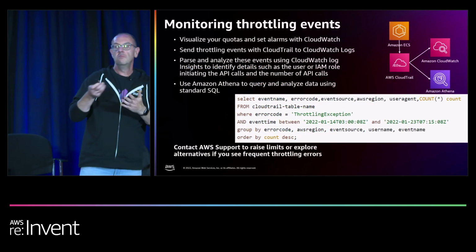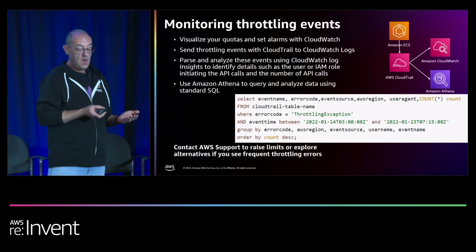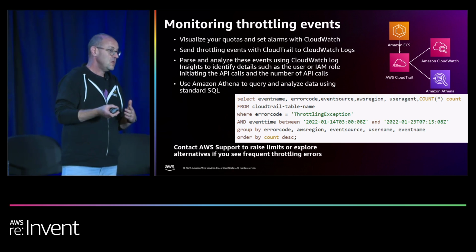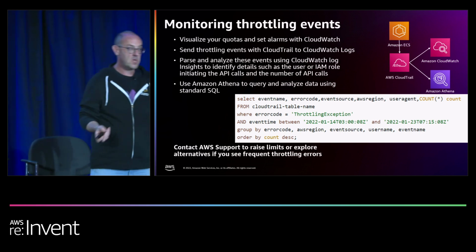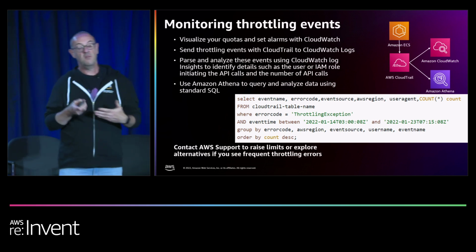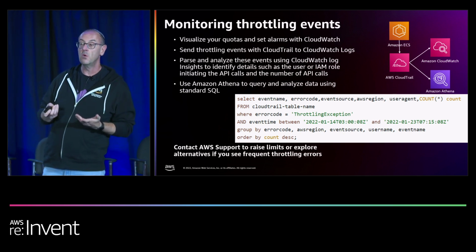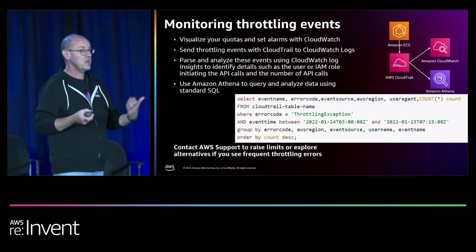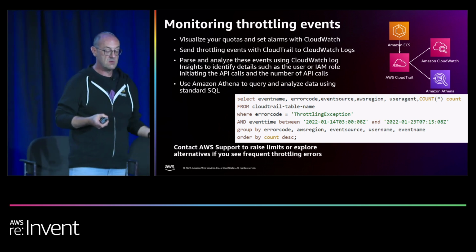How do you make heads or tails of all these throttling events? CloudTrail, of course, can be forwarded into CloudWatch, which means once it's in CloudWatch, you can set alerts, measure metrics, and of course, for example, also parse and analyze these events to go into more detail. Who was the actor, or the IAM user or the role performing these requests, to understand exactly what is making all these requests and why I'm getting throttled.